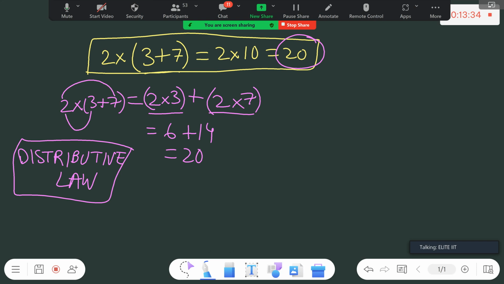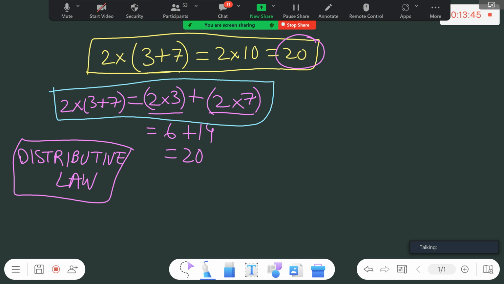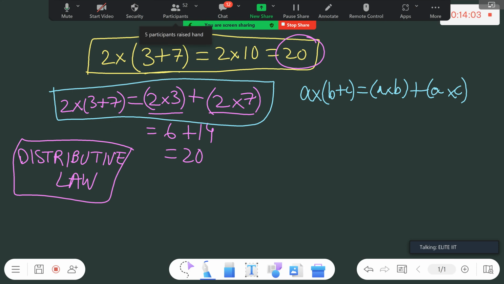So that means this is what the distributive law looks like. If you have any three whole numbers a, b and c, by distributive law I can write a into (b plus c) equal to a into b plus a into c. Very simple laws, isn't it?